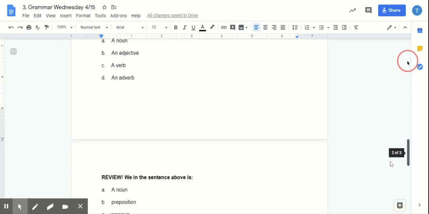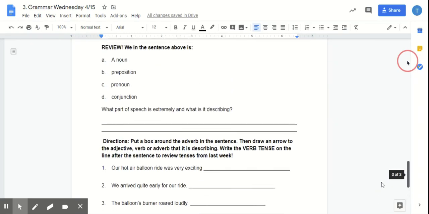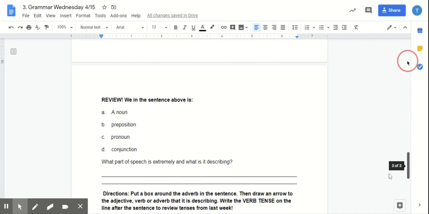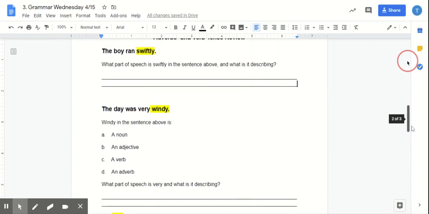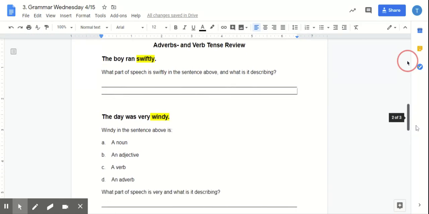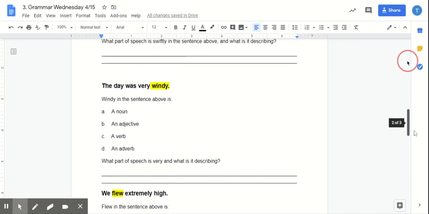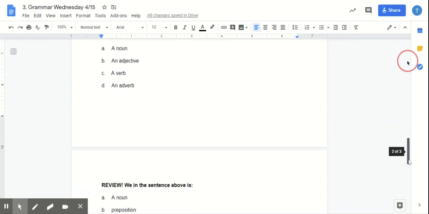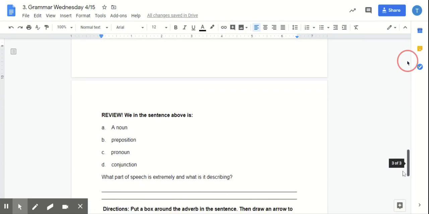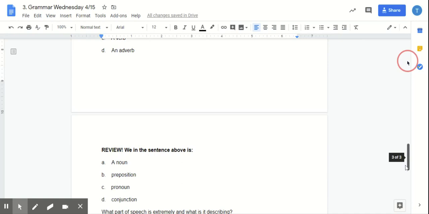And then after that, you guys are going to get into another part where you are putting a box directly around the adverb and then figuring out the verb tense. So right now, the first few are all review. Okay? So as you're doing this, I want you to think of all parts of speech. I want you to think of adverbs, verbs, nouns, adjectives, okay? And then, of course, pronouns. And then make sure you're taking out your notes as you're doing this.